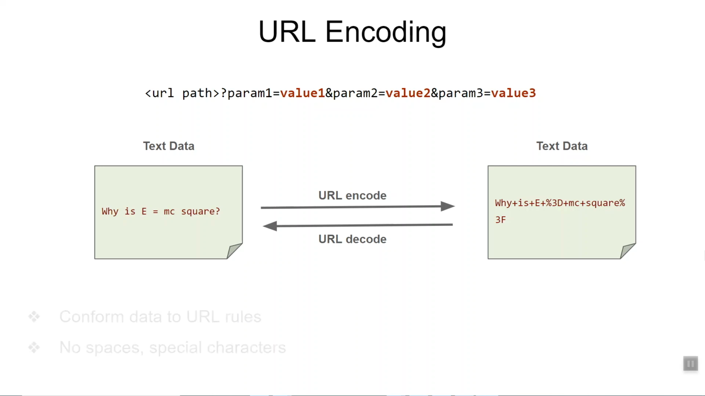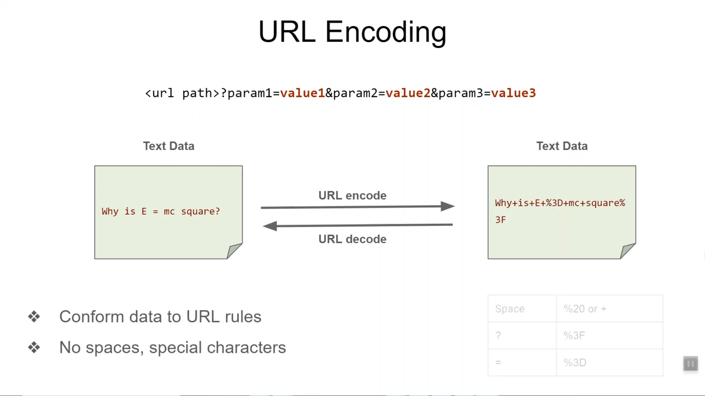It's important to understand that this is not encryption. The intention here is not to encrypt the data, but rather transform it so that it can be sent as part of the URL. There's some example of the transformation that you can see on the screen. For example, the space, the question mark, or equal to are being changed. In a similar way, other special characters are also changed.